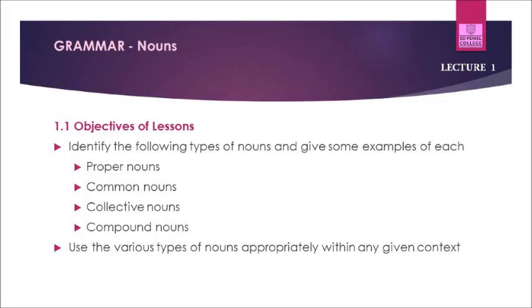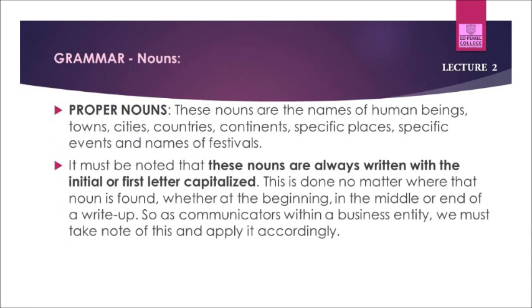In this lesson, we will attempt to look at the different types of nouns that we have. There are about 8 types or more, but our focus for this lesson will be on only 4 of them, namely the proper nouns, the common nouns, the collective nouns, and then the compound nouns. Take note of that. We hope by the end of the lesson, we'll be able to explain these types of nouns, give some examples, and most importantly, look at how we can use them when we are writing our materials in the organization. Now let's begin with proper nouns.